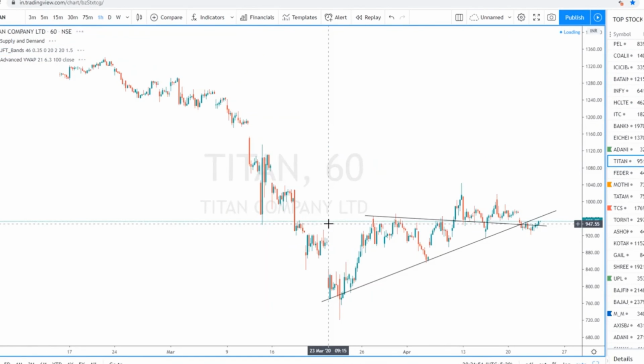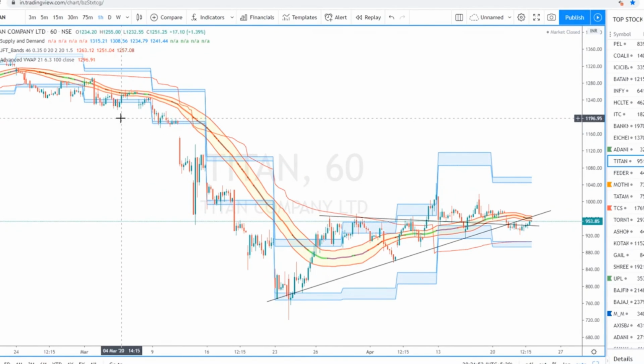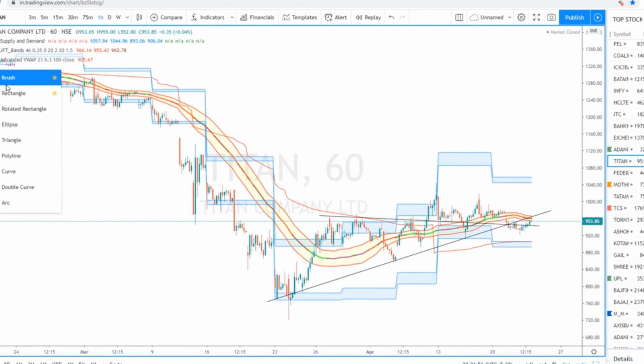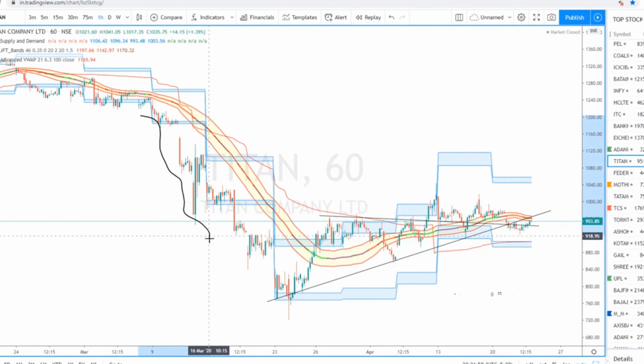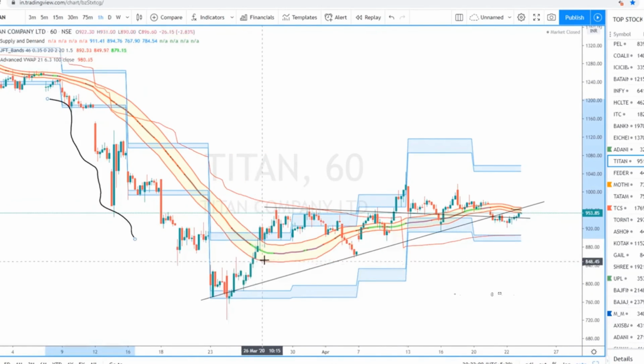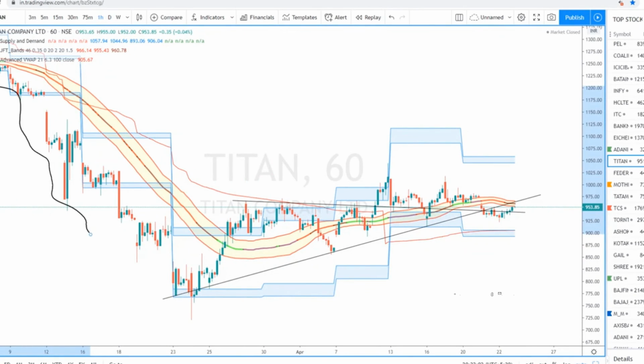Let me go for some other stock, Titan. I think the same story for everything. You must know by now where to enter and exit, I guess. Let's go for the long. That is quite complicated for now, right?